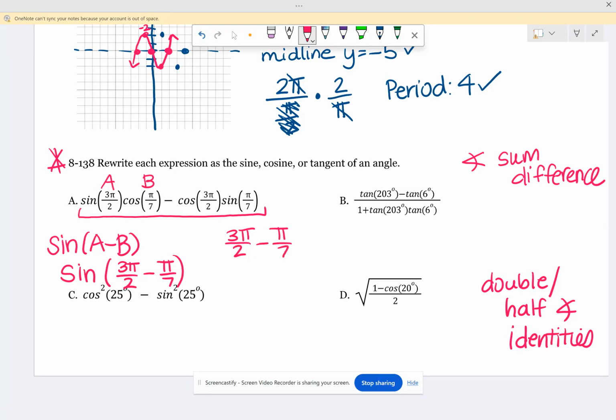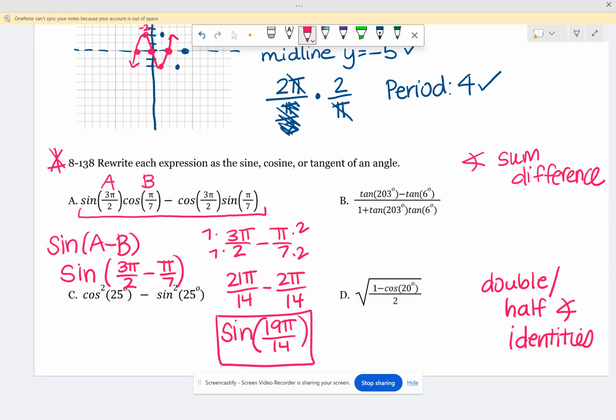get a common denominator. We'll multiply this fraction by 7. We'll multiply this fraction by 2. Excuse me, 21 pi divided by 14 minus 2 pi divided by 14. So this answer is sine of 21 minus 2 is 19 pi, denominator stays, over 14. Here's your answer.